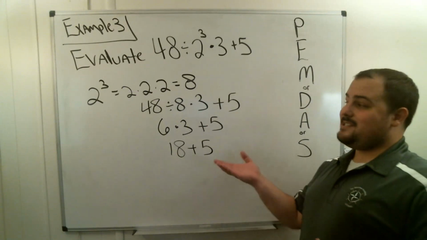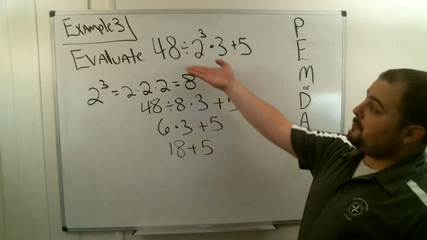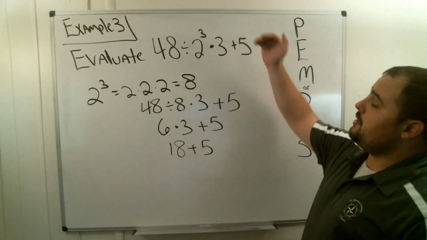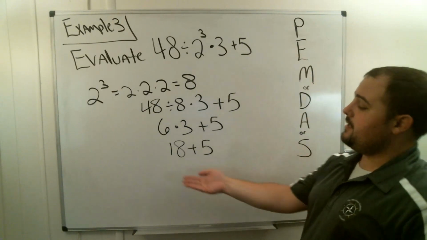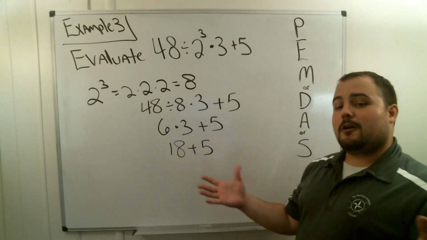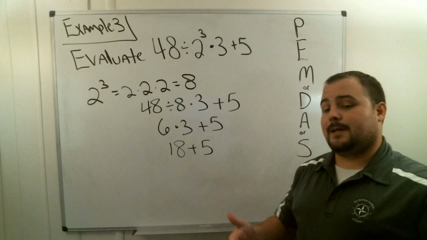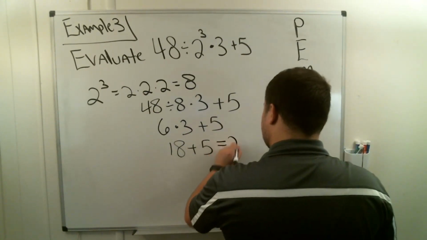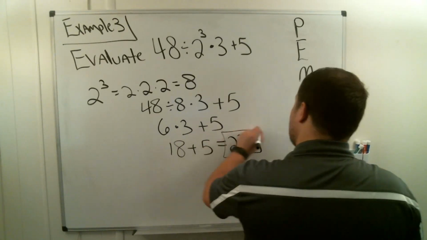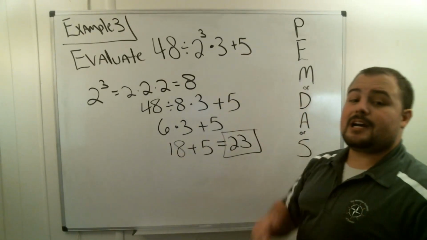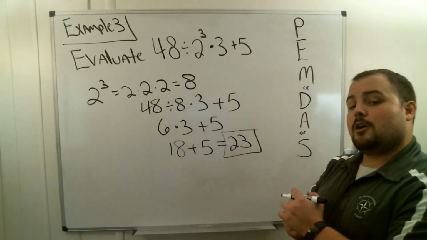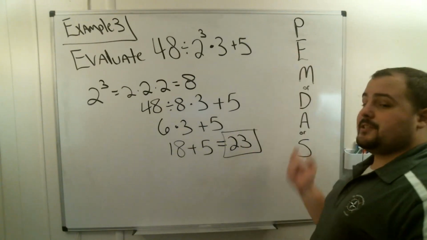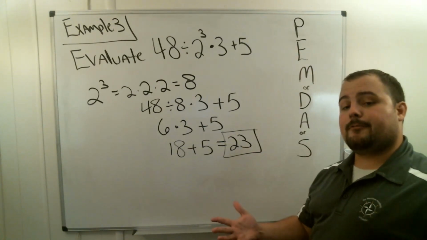And now, this is all my problem is. It went from 48 divided by 2 to the 3rd power times 3 plus 5 to 18 plus 5. If we all follow the same method, we'll get to the same answer. 18 plus 5, that's 23. So this entire thing that looks complicated can all be solved the same way as long as we all follow the same procedure, order of operations.